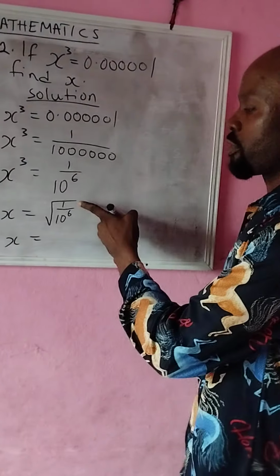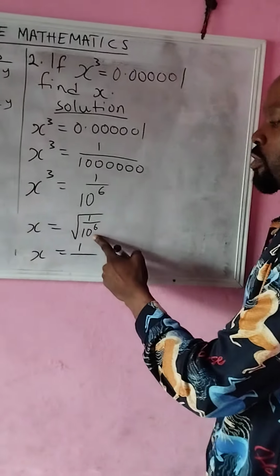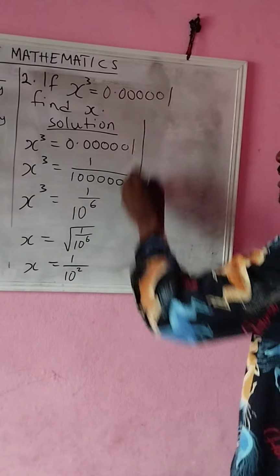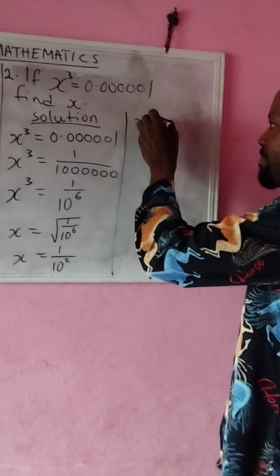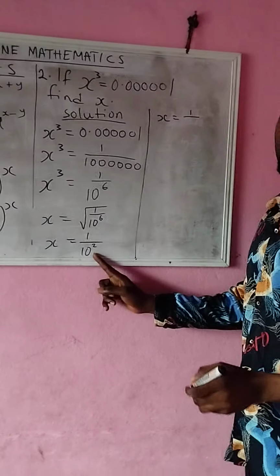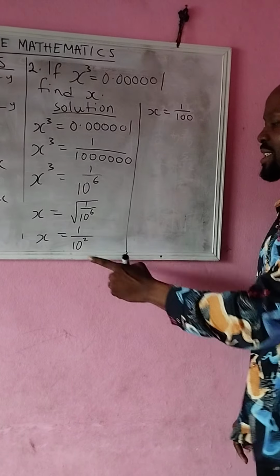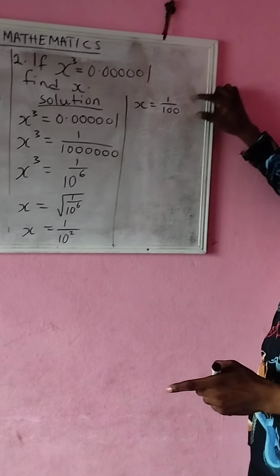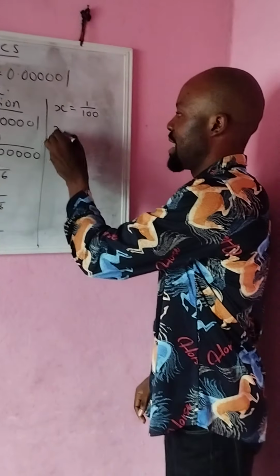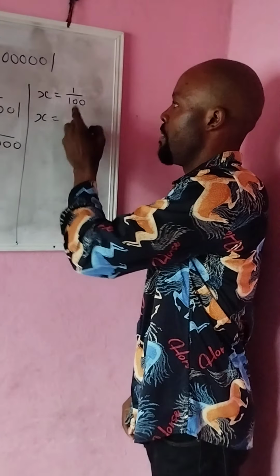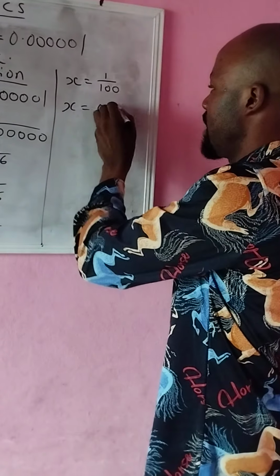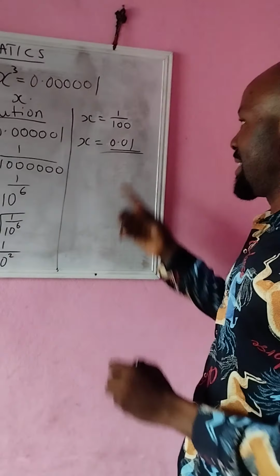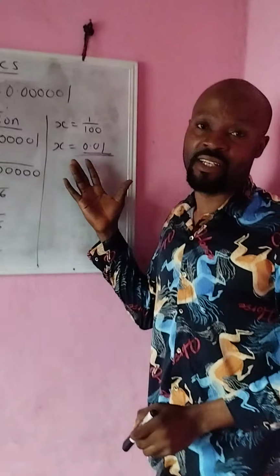X becomes the cube root of 1, which is 1. The cube root of 10 raised to the power of 6 is 10 raised to the power of 2. We continue from here. Then x becomes 1 over 10 raised to the power of 2, which is 100. That is 10 times 10, 100. This is your answer in fraction. If you want your answer in decimal, it will be 0.01 in decimal. This becomes the final answer.